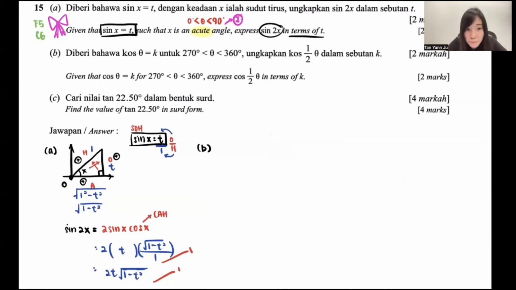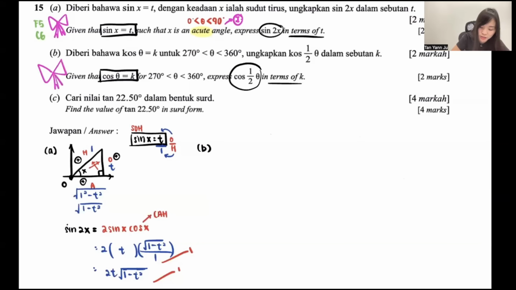Okay, move on. B. They say, given that cos theta equals k. They say 270 degrees to 360 degrees. Then again, express this in terms of k. My dear, still a ribbon. Can you see the questions? They are still asking you some sin, cos, tan of theta. They don't even care what is the theta. They don't really care what is the angle, but they're asking something angle. So something angle is always a ribbon question.